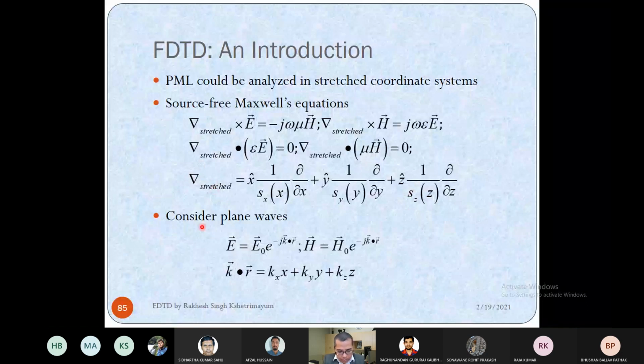Now you consider a simple plane wave. A plane wave will have an electric field in the far field of the form E naught exponential of minus jk dot r. K is the wave vector, r is the position vector, and E naught will decide the polarization of this electric field vector.